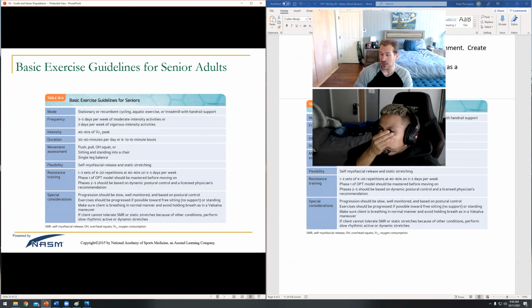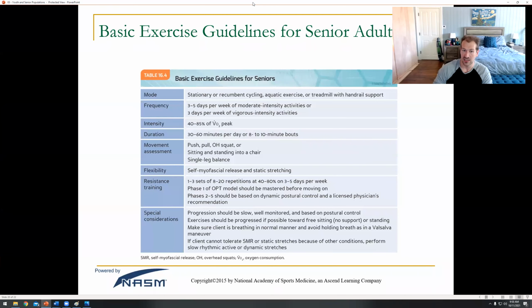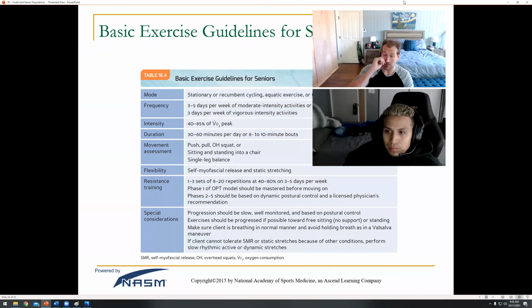Frequency: about 3 to 5 days per week of moderate intensity, or they could get away with 3 days a week of vigorous intensity. Which is why what I prefer is maybe 3 to 5 days a week of walking regularly for light cardio and 3 days a week of strength training, if I can get them to do it.